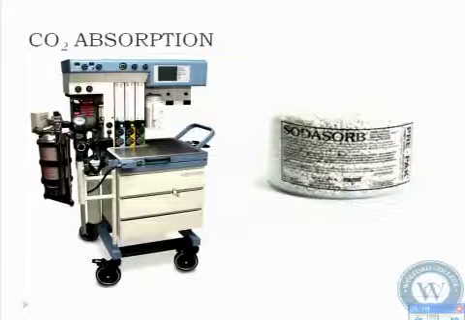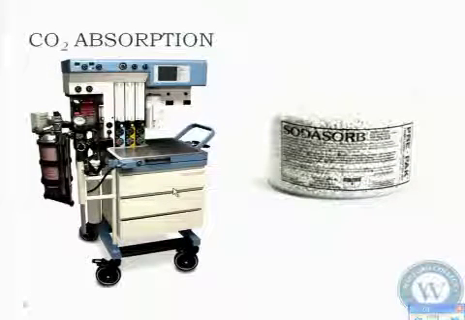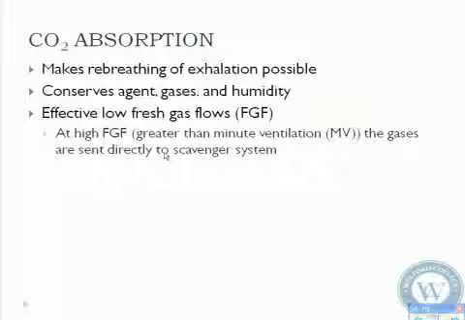Okay, now CO2 absorbers. On this Narcomed, you have a dual chamber CO2 absorber here, so we have 2 of them set. I took a lot of pictures this morning of this, so I'll show you a lot of pictures. We use this to prevent CO2 from being rebreathed. It's going to conserve agent, conserve your gases, and conserve humidity. And it only works at low fresh gas flow. So if your fresh gas flow is like a half a liter, 1 liter, 2 liters, then it works.